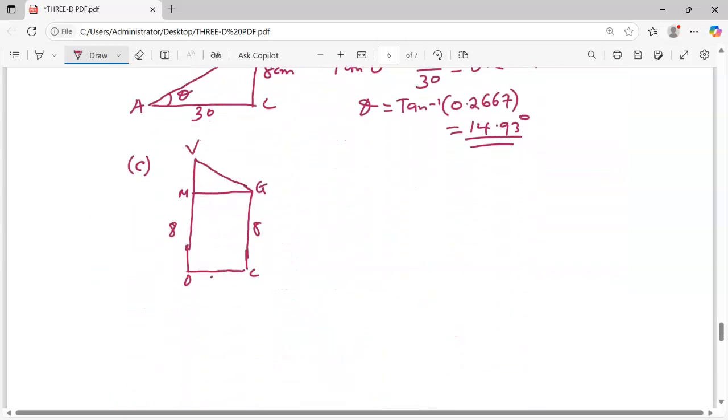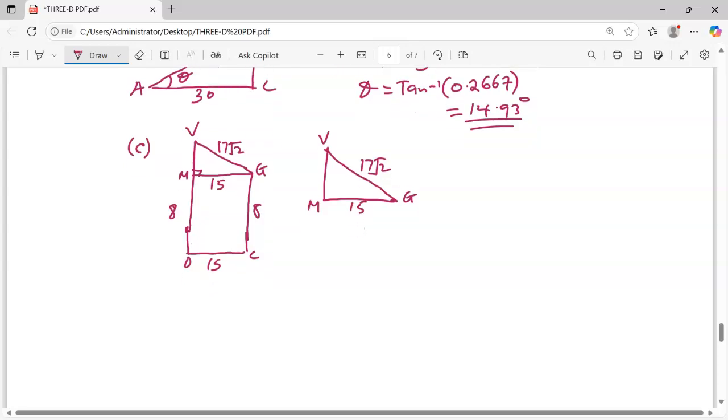So OC is 15 centimeters. That means MG is also 15 centimeters. We have been given VG to be 17 root of 2. Using Pythagoras theorem, we can now extract this triangle here and use it to answer the question. This is M, this is V, this is G. We have 17 root of 2 here, and 15 at this point.